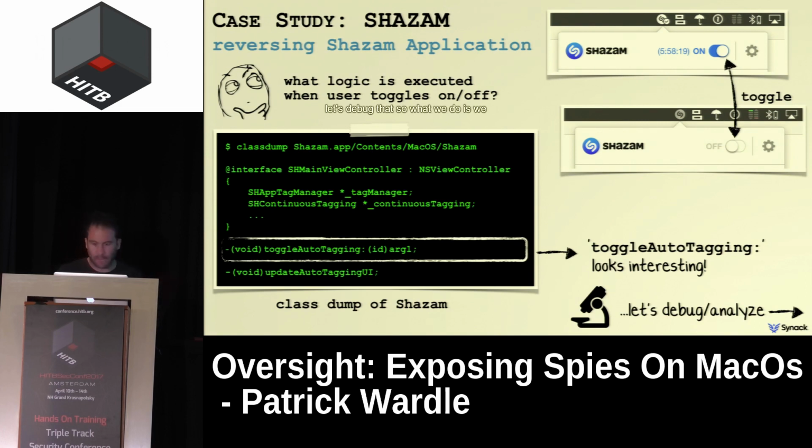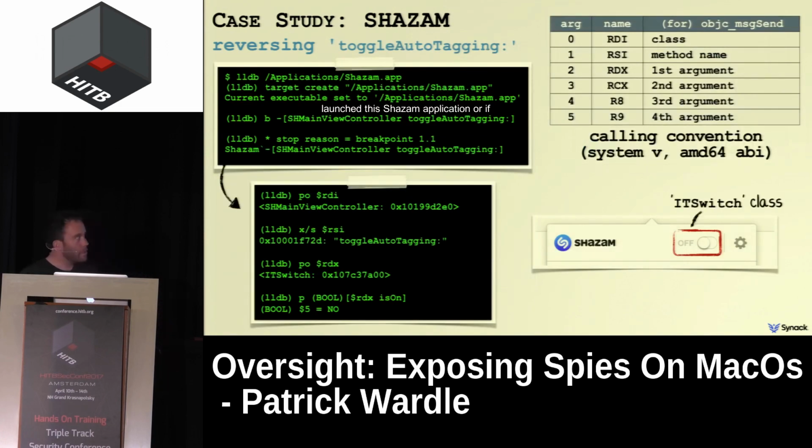So let's debug that. What we do is we launch this Shazam application, or if it's already running, you can attach to it. We use LLDB, which is the de facto Apple-approved debugger for Macs. And what we do is we set a breakpoint on this toggleAutoTagging method. And then once this is set, we go back into the UI and we toggle the switch from on to off. And it turns out this causes our breakpoint to be hit. So awesome, this means this method is executed when the user toggles that switch.